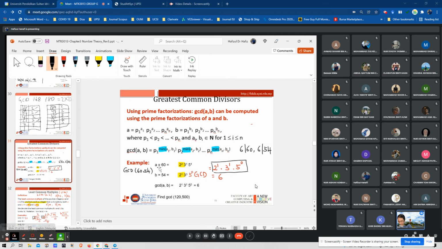Then for 60, we have 2 power of 2, 3 power of 1, and 5 power of 1. And then for B, 54, we have 2 power of 1, 3 power of 3, multiplied by 5 power of 0, and the GCD is 6. Okay, GCD of A and B is 2 power of 1, 3 power of 1, 5 power of 0, which is equal to 6. This one is for the minimum.